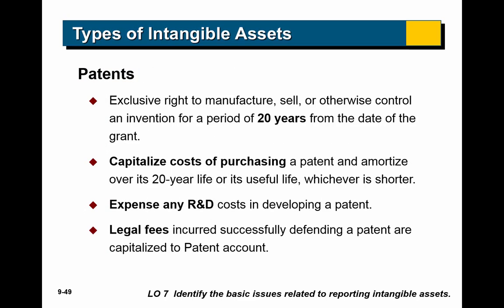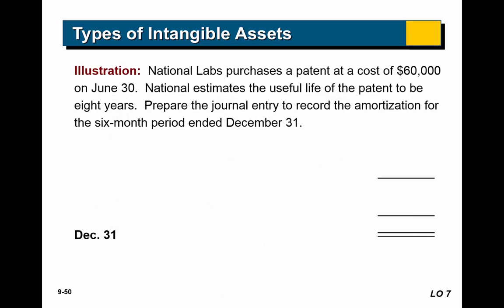So a patent is the right to sell, manufacture, and control an invention. Usually lasts 20 years. So of course we would amortize its value, whatever cost it had to us, over 20 years. Any research and development costs, those are not amortized as part of the cost. Those are expensed in the year that they're incurred.